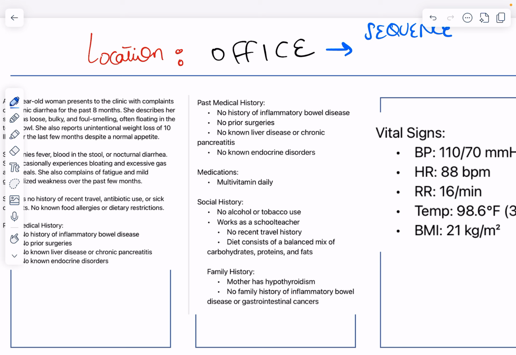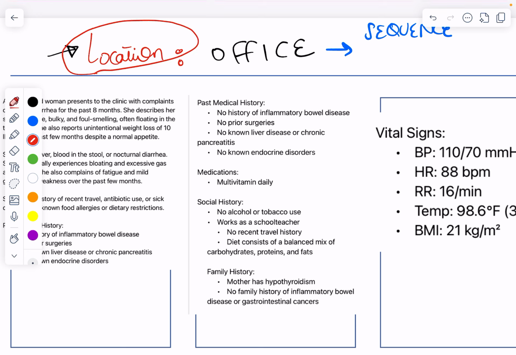So let's get started. So number one, the first thing I want you to look at, guys, when you're tackling a case would be the location. Now, the importance of location here is that it gives you an idea of the sequence you're going to do. Are you going to start with a physical exam, then a workup, and then management?